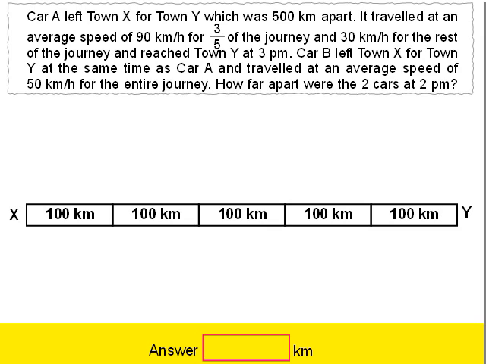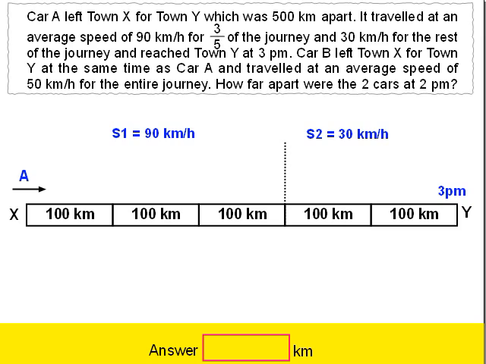Okay, so we are told that car A left town X for town Y, traveling at a speed of 90 km per hour for the first part of the journey. Alright, and the first part of the journey actually is 3/5, so 300 km away. Then for the second part of car A's journey, he traveled at 30 km per hour, and he reached town Y at the time of 3 p.m. We do not know what time he started, but he reached at 3 p.m.